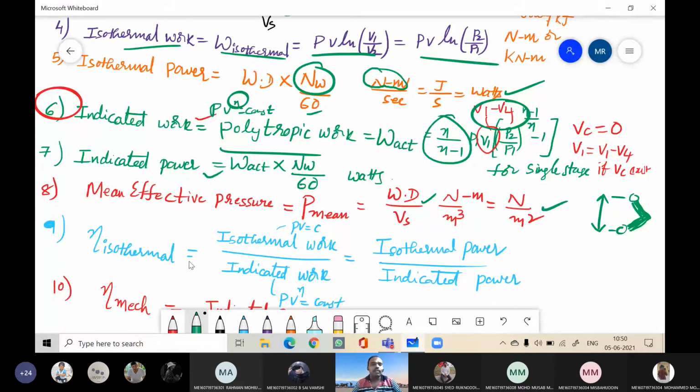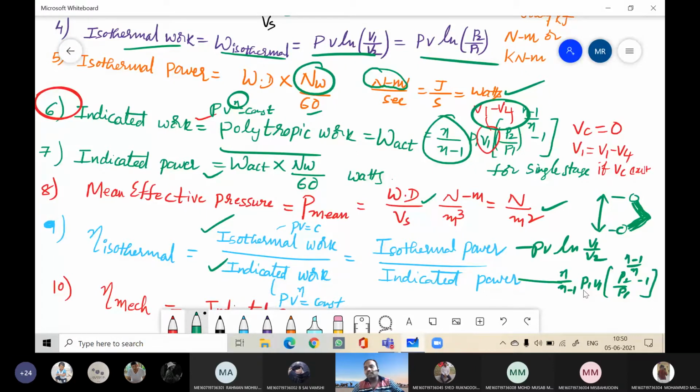Then we have isothermal efficiency. Isothermal efficiency is isothermal work by actual work. Isothermal work is the work done during the isothermal process, and actual work or indicated work is the polytropic work. So this is PV ln V1 by V2, we know PV ln V1 by V2, and the indicated work is n by n minus 1 P1 V1 into pressure ratio power n minus 1 by n, minus 1.